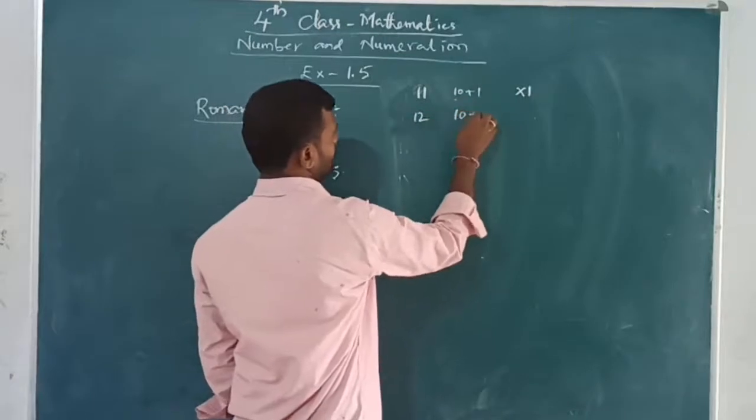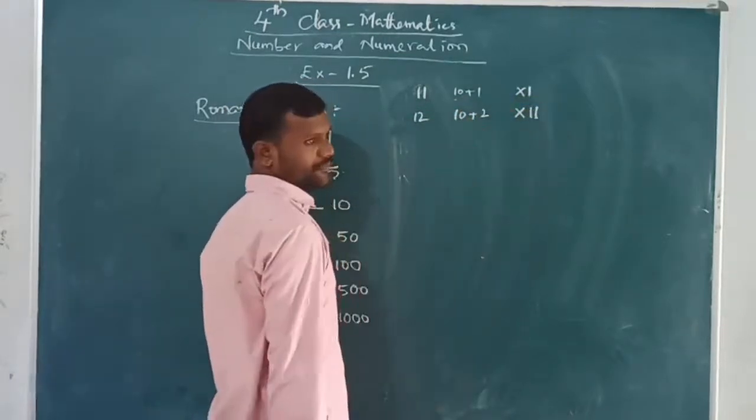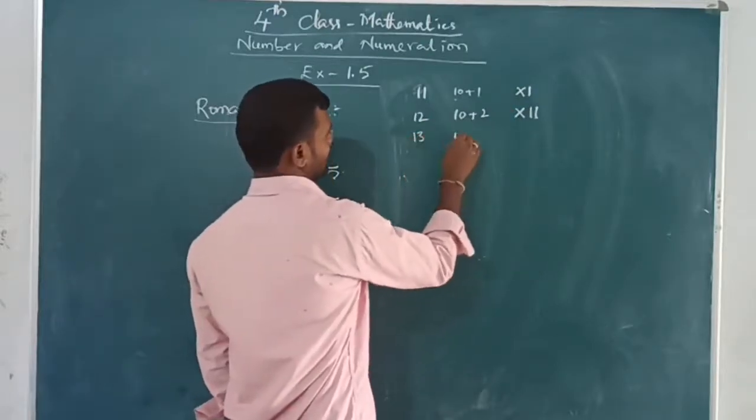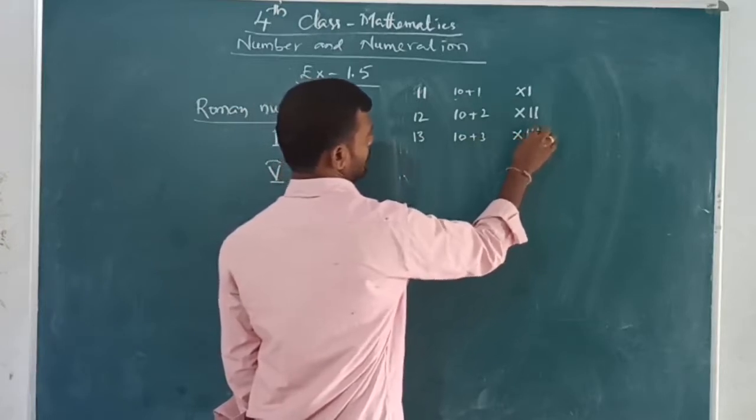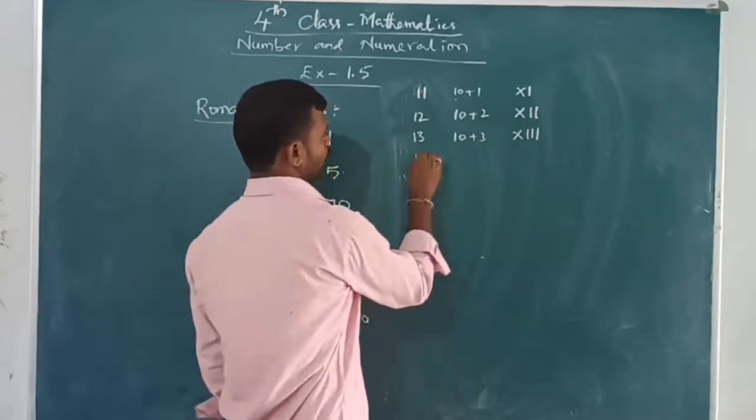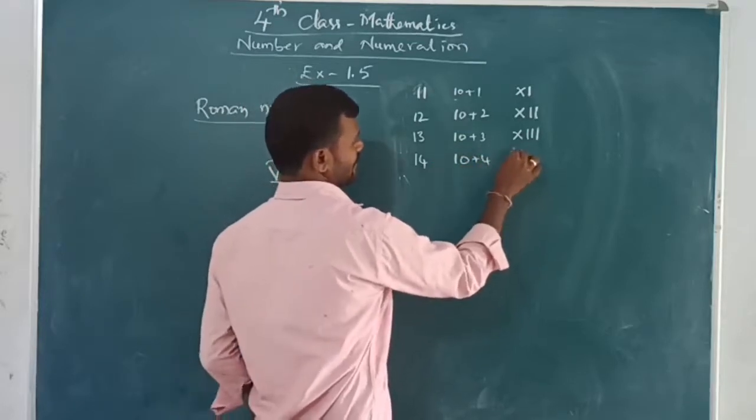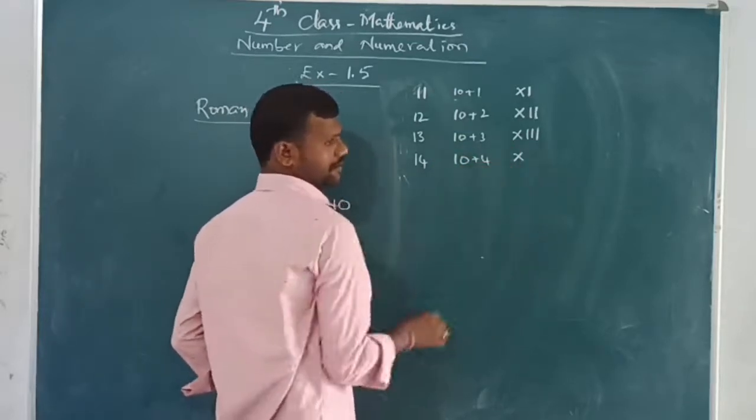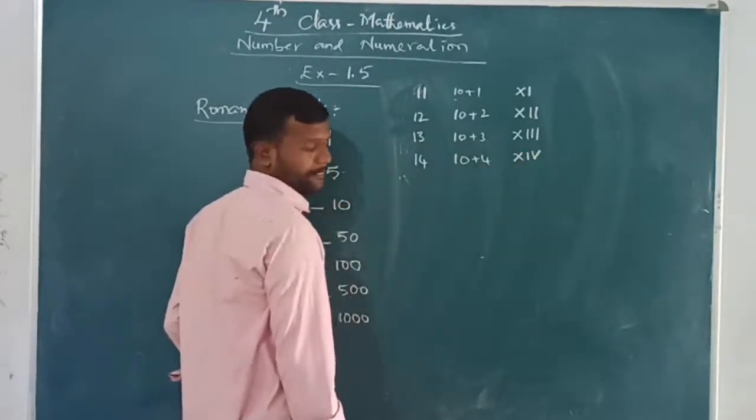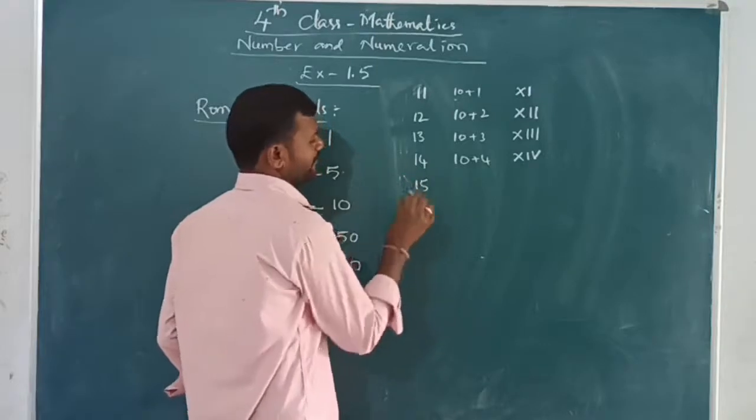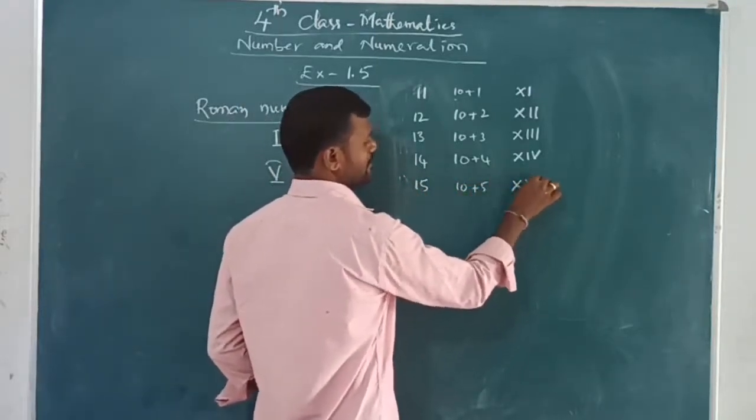Next 12. 12 means 10 plus 2. Next 13. 10 plus 3. Next 14. 10 plus 4. So how can we write it? 10 means X, and 4 like this we can write. Okay, 15. 15 means 10 plus 5. So 10 means X and 5 is V.